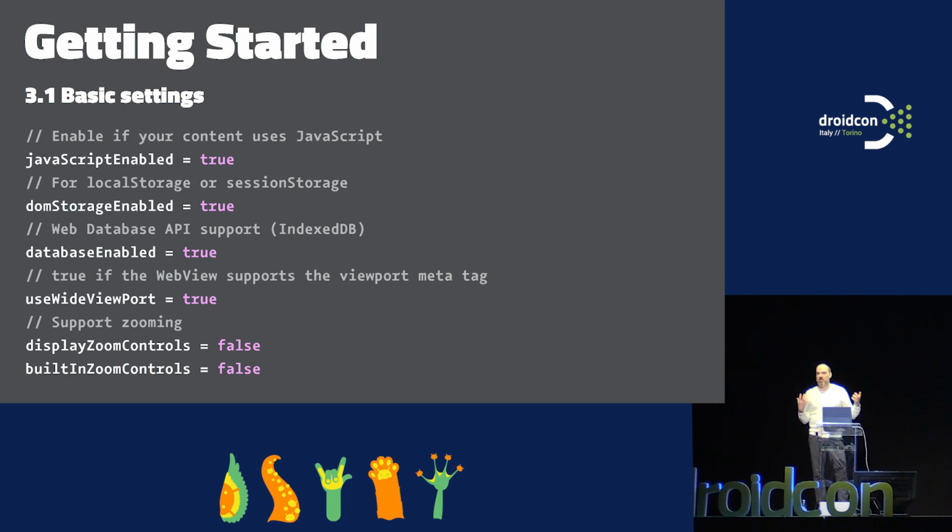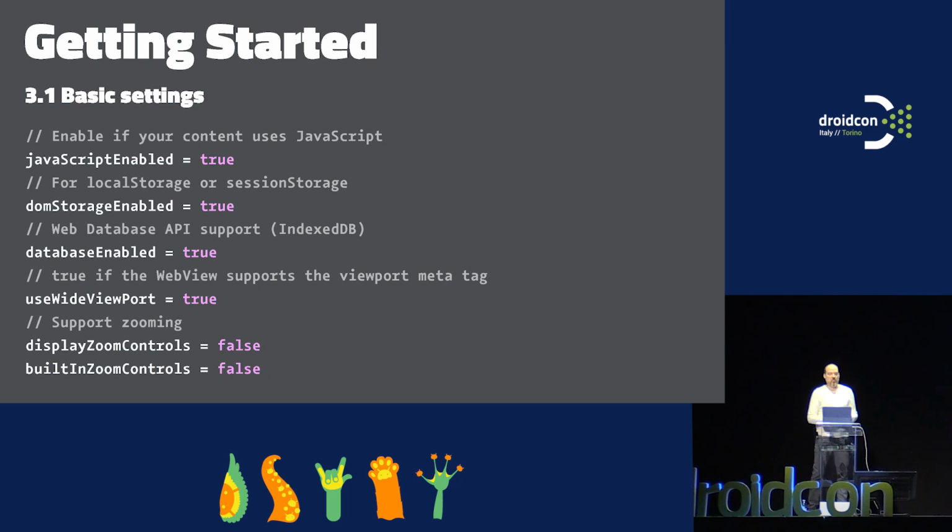And you might ask, why would I need JavaScript? Well, the only way to interact with the web content is through JavaScript. And you don't want to do it from the native side and try to figure things out there. So there's probably some JavaScript running that you want to have this enabled. DOM storage enabled is a little bit tricky. It means that you can access the local storage and the session storage APIs in the JavaScript. If you need a more complete database, the IndexedDB, you need to say database enabled.